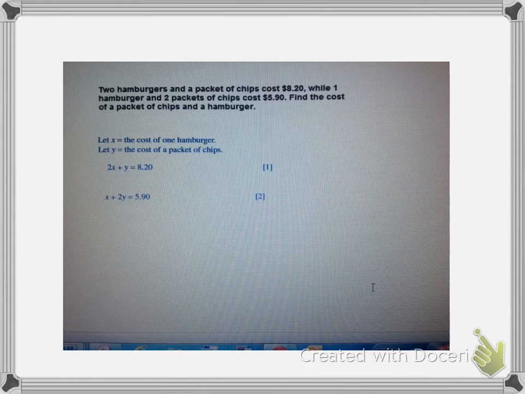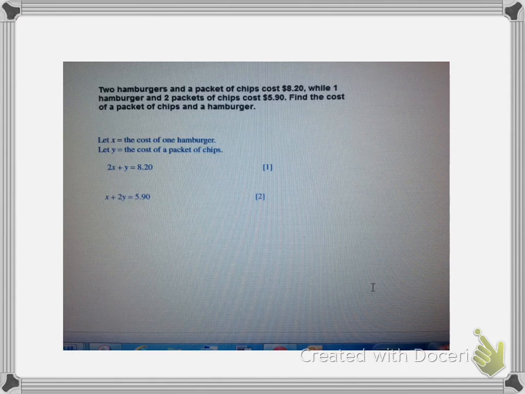For example, let's just say we had 2 hamburgers and a packet of chips cost $8.20, while 1 hamburger and 2 packets of chips cost $5.90. Find the cost of a packet of chips and a hamburger. Alright, well the two unknowns are the cost of the hamburger and the cost of the packet of chips. So we'll let x equal the cost of 1 hamburger and we'll let y equal the cost of a packet of chips. That gives us 2 equations.